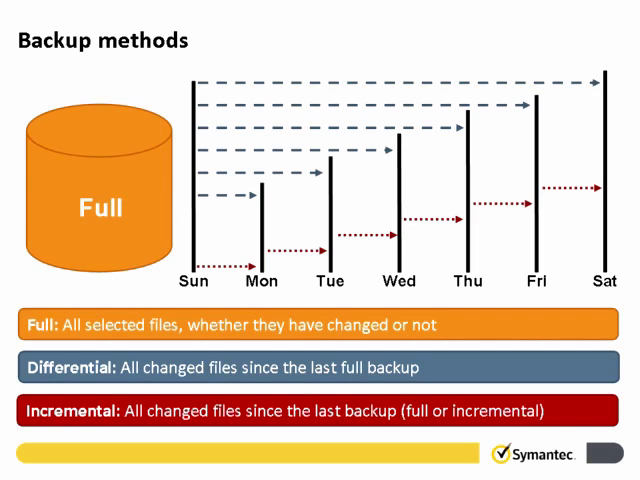The shortest backup I can run, which is also my longest restore, is an incremental backup. And an incremental backs up everything that's changed since the last backup, regardless of what type of backup it was. So if I run my full, in the example we see here on Sunday, and I run an incremental on Monday, I'm backing up only Monday's changes. On Tuesday, I'm backing up only Tuesday's changes. On Wednesday, I'm backing up only Wednesday's changes.